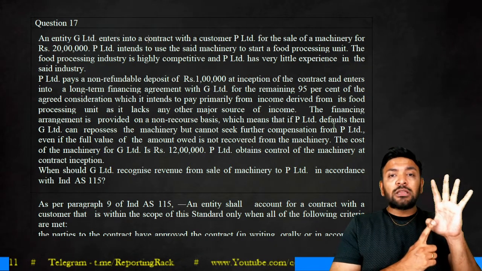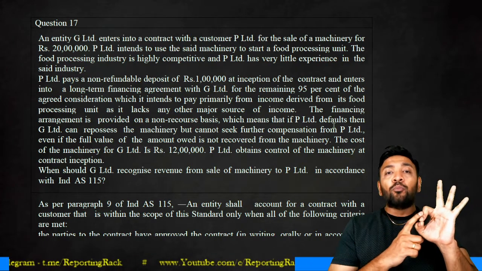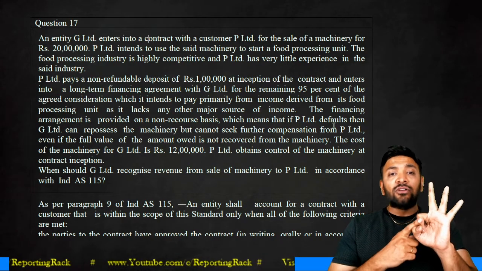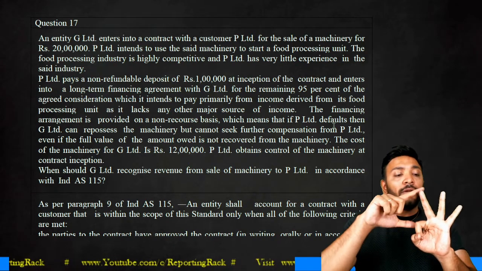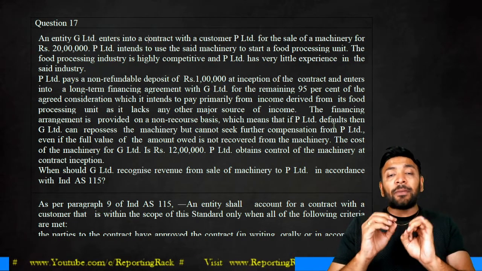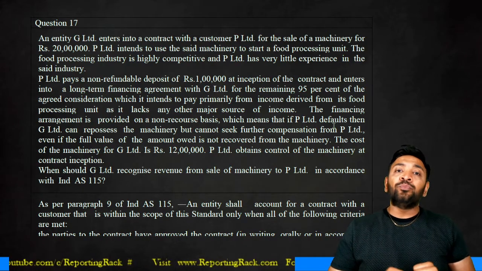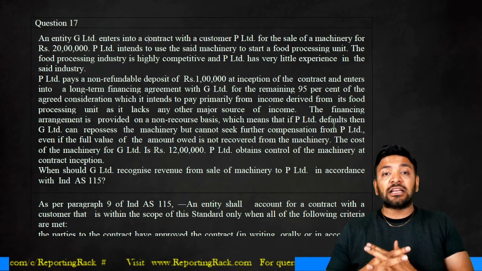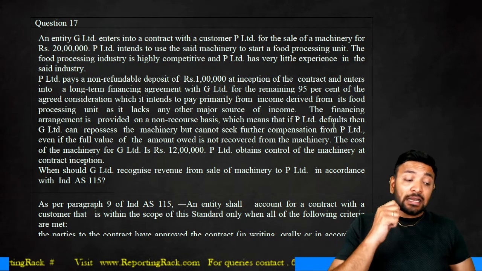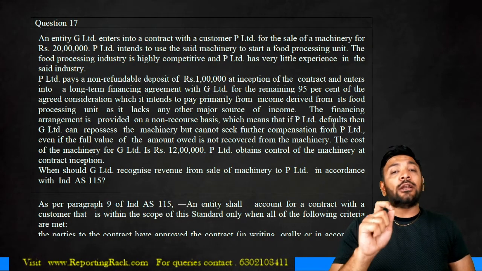First one, both the parties to the contract have agreed to the contract either orally or in written form. Both the parties have understood their rights and obligations with respect to goods and services which are supposed to be delivered in the contract. Third one, the contract has a commercial substance. Fourth one, the parties have identified a transaction price within the contract. Last one, there's a high probability that the consideration will be received for the goods and services transferred within the contract. When do I say that it is probable to be received? When the customer has an intention and ability to pay.